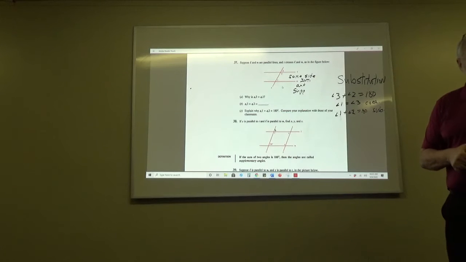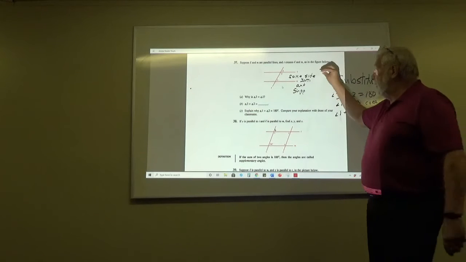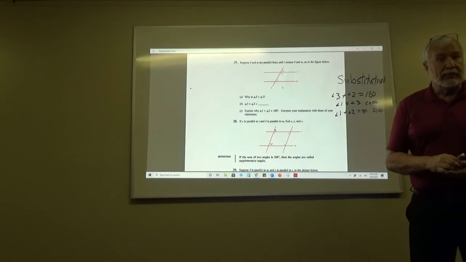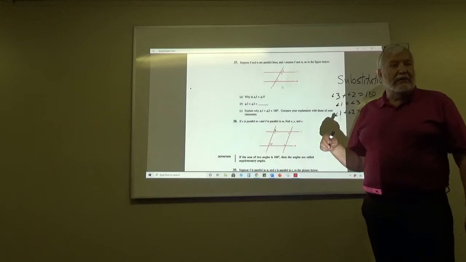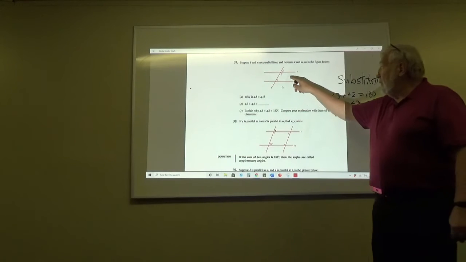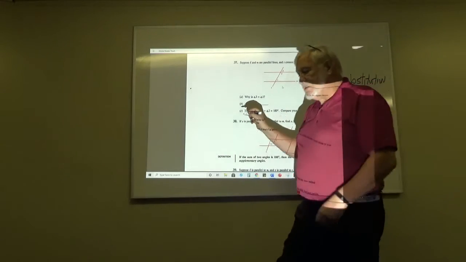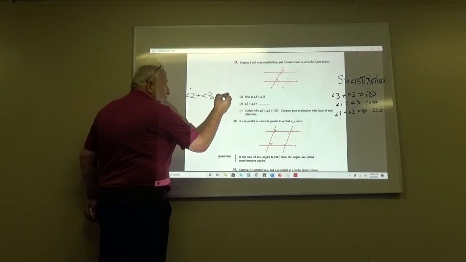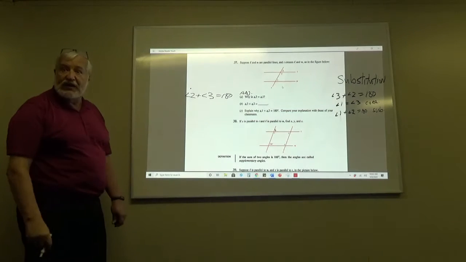Okay. Again, could you go through the relationship between 1 and 3? 1 and 3 are corresponding, so they are equal. We're going to do a little bit with that in a minute, because that's an important skill. We know that 2 plus 3 equals 180 because they're adjacent, so we can write an equation: angle 2 plus angle 3 equals 180. Why? Because adjacent angles are supplementary.